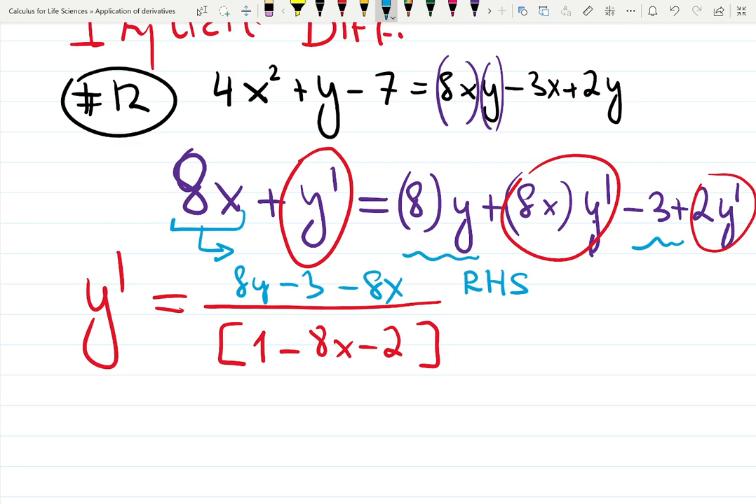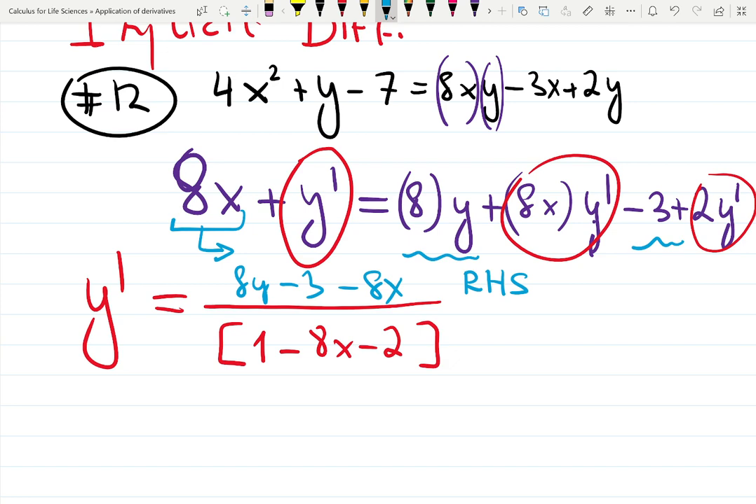So technically speaking, you can finish the problem in one line if you're good at it, if you practice enough. But the idea is always the same. Locate things with y prime, move them to the left. Everything else, garbage, move them to the right. Factor out y prime, huge brackets, equals right hand side. And the answer follows right away. Y prime equals right hand side over the brackets.